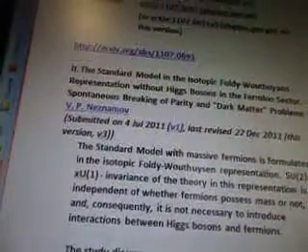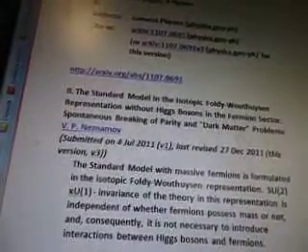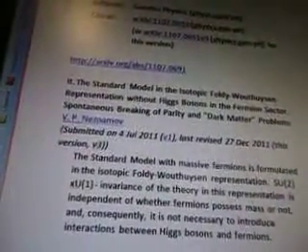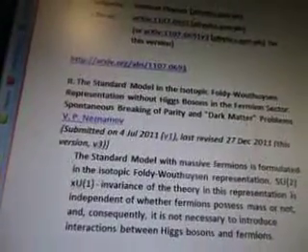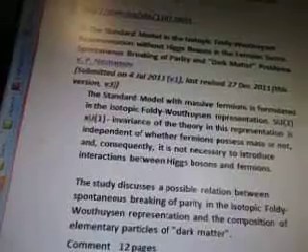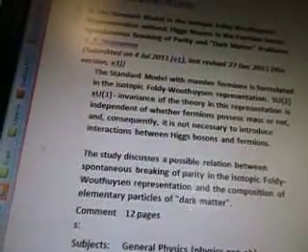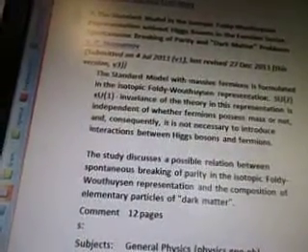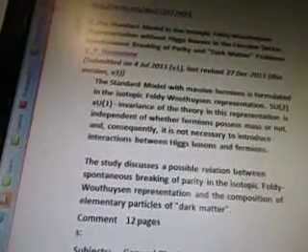Second part is the standard model in the isotopic Foldy Wouthuysen representation without Higgs bosons in the fermion sector. Spontaneous breaking of parity and dark matter problems. Again from the same author, July 2011. The standard model with massive fermions is formulated in the isotopic Foldy Wouthuysen representation SU2 XU1.